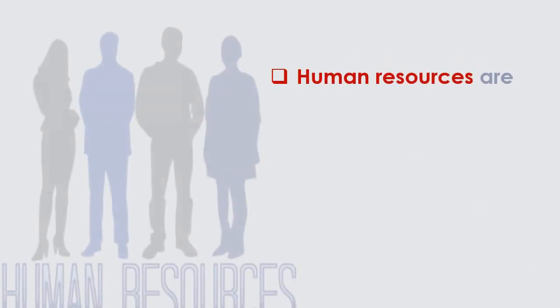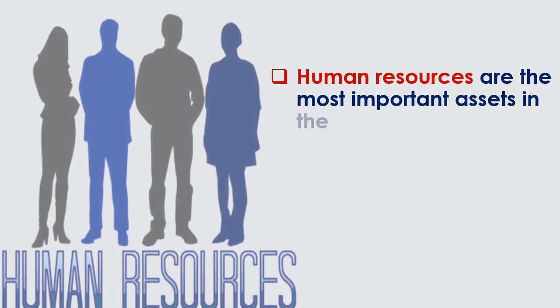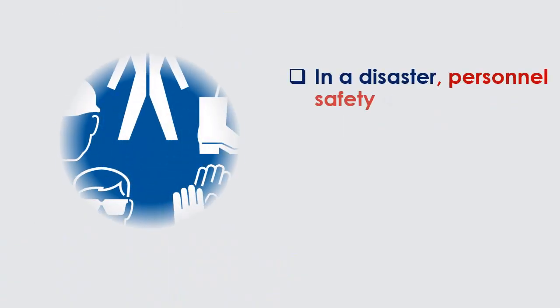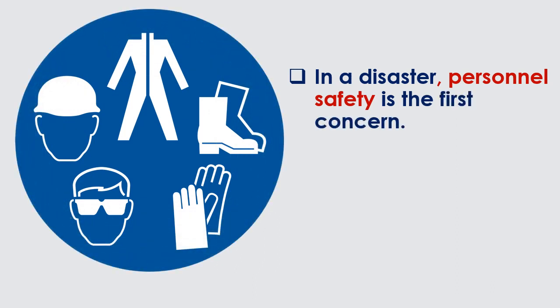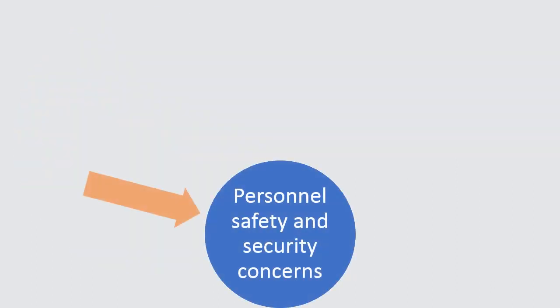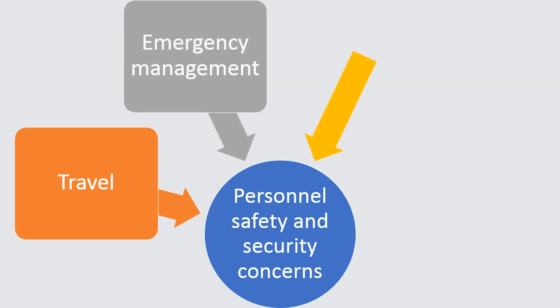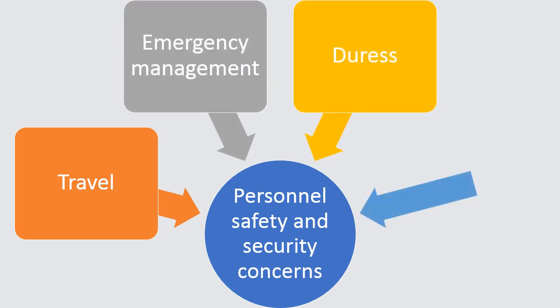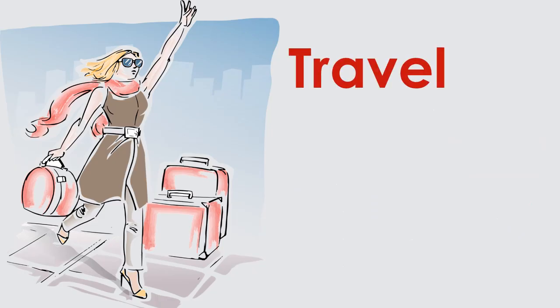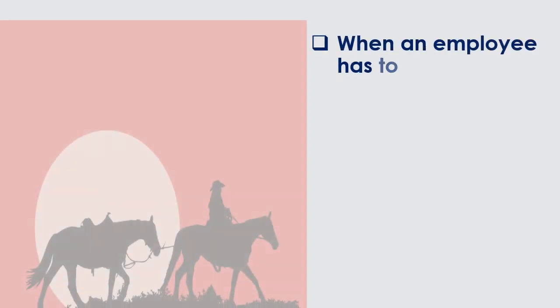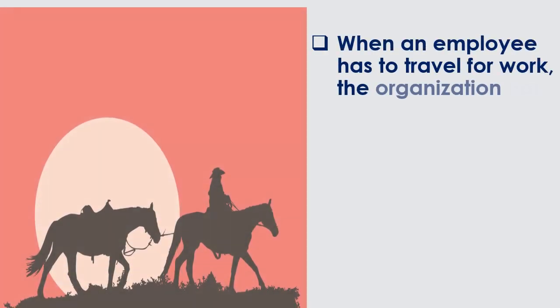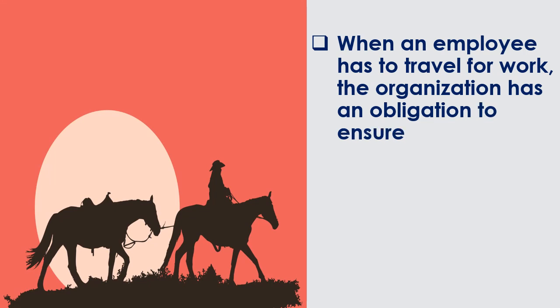Human resources are the most important assets in the organization. In a disaster, personnel safety is the first concern. Personnel safety and security concerns are travel, emergency management, employee duress, and security training and awareness. Travel. When an employee has to travel for work, the organization has an obligation to ensure their safety.